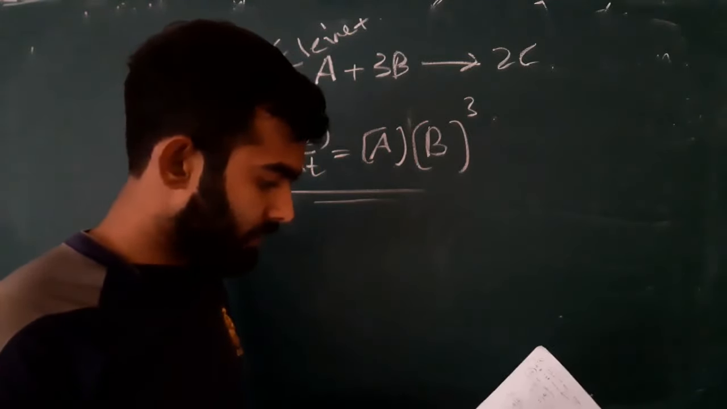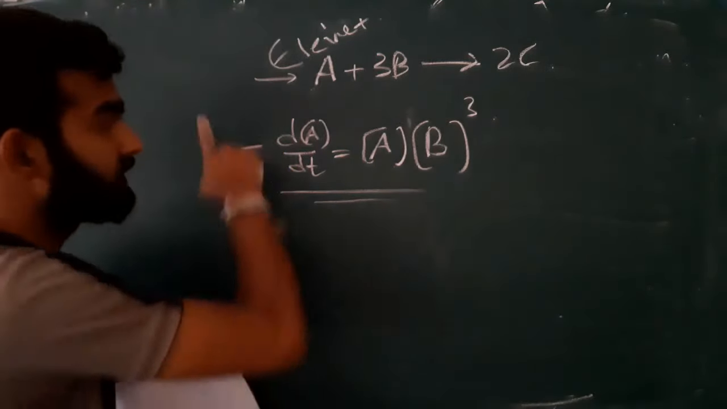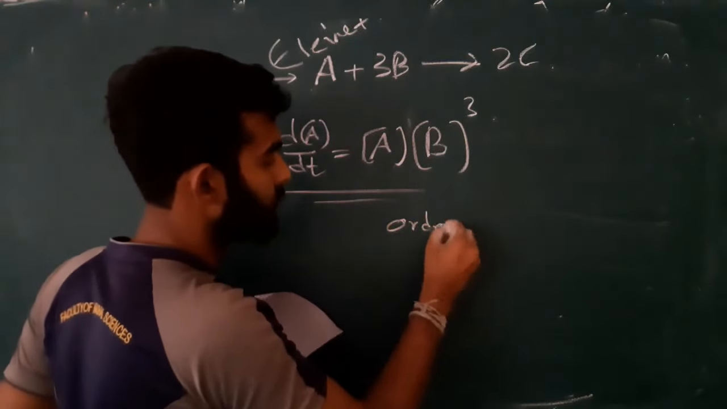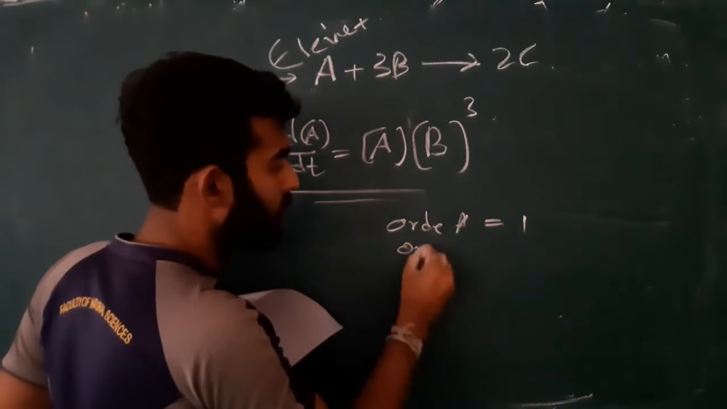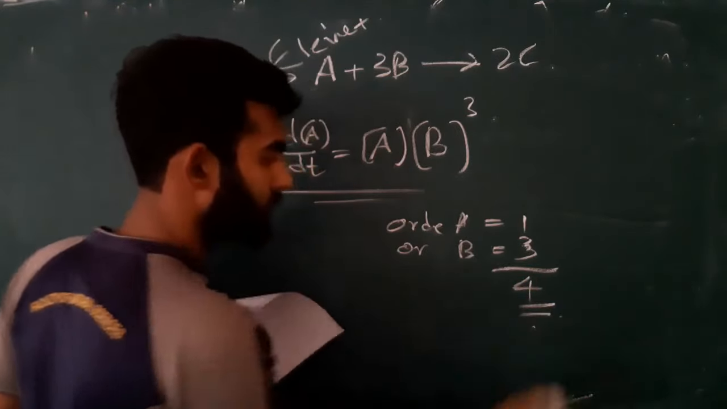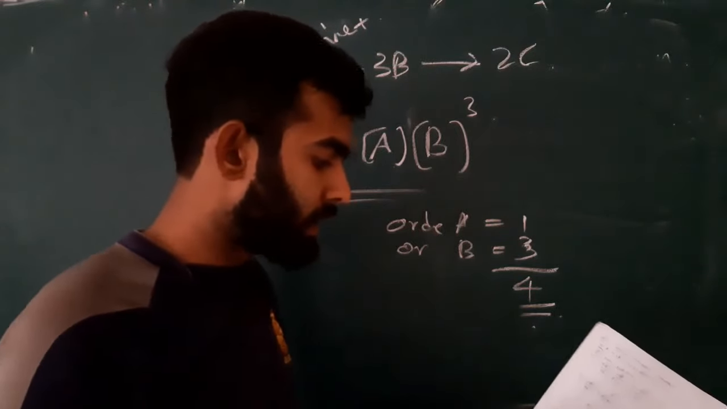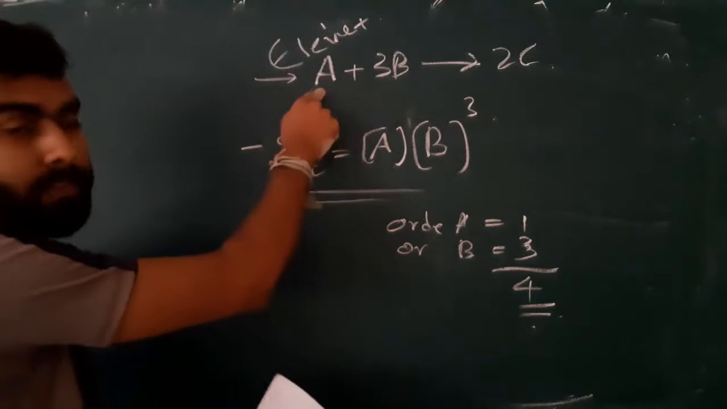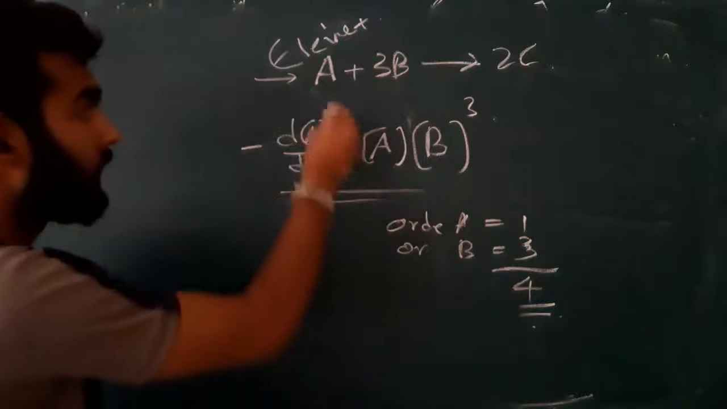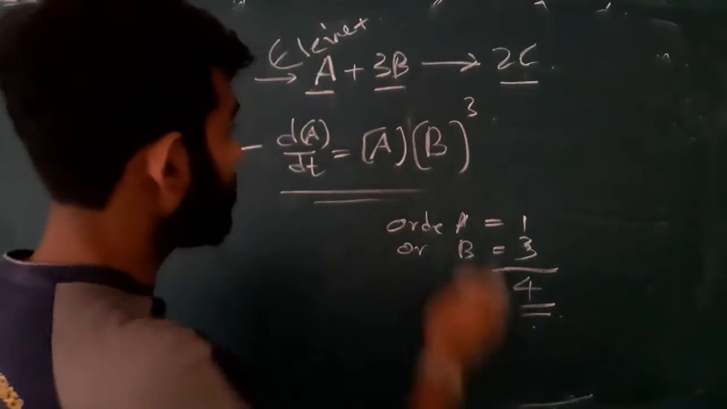Second, in the third question, they ask what is the overall order of this reaction. If this is an elementary reaction, the order with respect to A is 1, the order with respect to B is 3, so the overall order will be 4. Next question, they ask to write down the relationship between the decomposition of A, which is decreasing, B also decreasing, and C forming. So we have to write down relationships for the decomposition of A, decomposition of B, and formation of C.